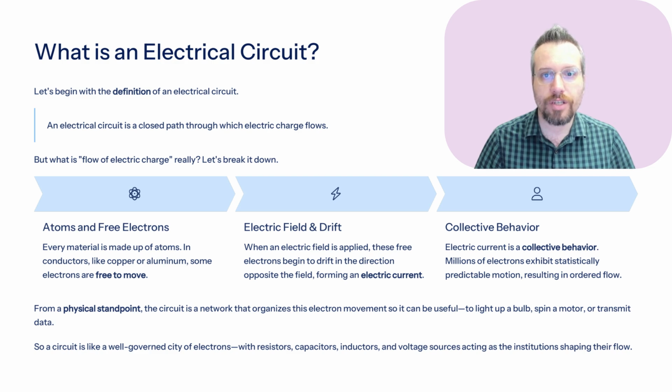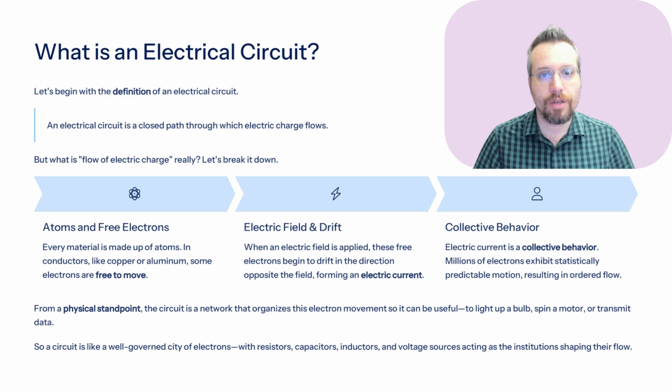Let's begin with the definition of an electrical circuit. An electrical circuit is a closed path through which electric charge flows. But what is flow of electric charge really? Let's break it down. Every material is made up of atoms. Within each atom, we have a cloud of electrons orbiting a nucleus. In conductors like copper or aluminum, some of these electrons are free to move. When we apply an electric field, these electrons begin to drift in the direction opposite the field, forming an electric current. From a physical standpoint, the circuit is a network that organizes this electron movement so it can be useful to light up a bulb, spin a motor, or transmit data.